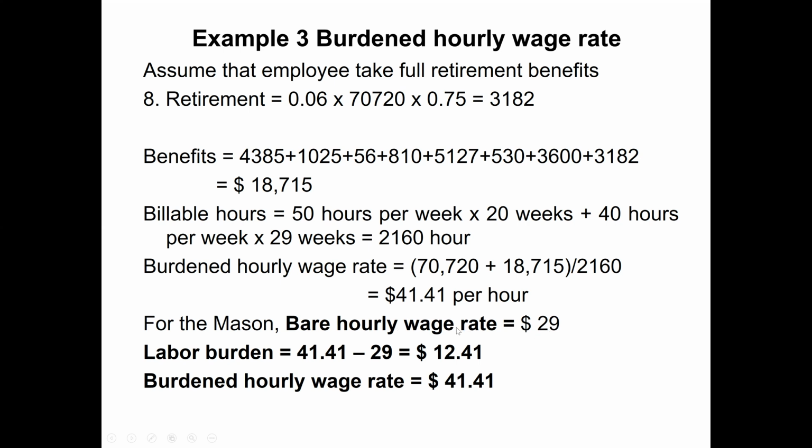But their hourly wage rate is 29, and then the labor burden, all the benefits that the company was contributing, that was going to count 12.41 per hour. So in this chapter, we are going to learn how much labor is going to cost us per hour. If we know the cost per hour, we can also calculate weekly, monthly, or annual cost, how much a person is going to cost the company annually. So here we have calculated on an annual basis what his labor burden is and what his burden hourly wage rate is. So this person is going to cost us 41.41 per hour.